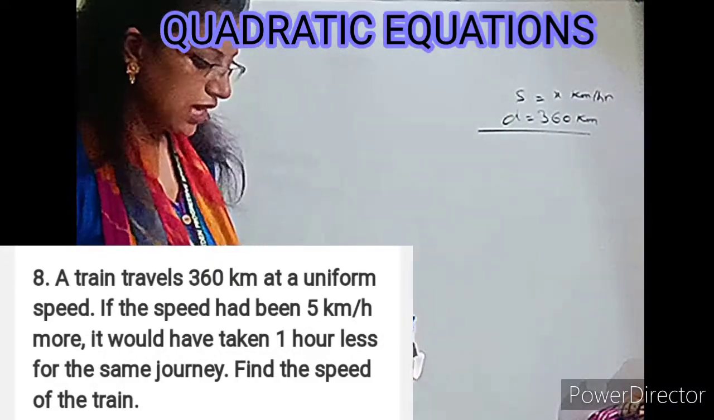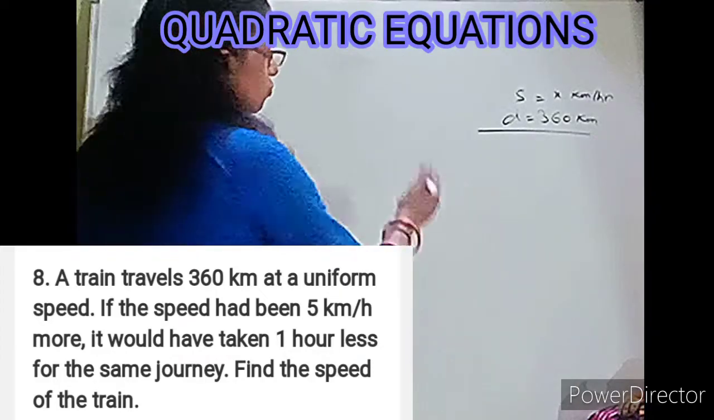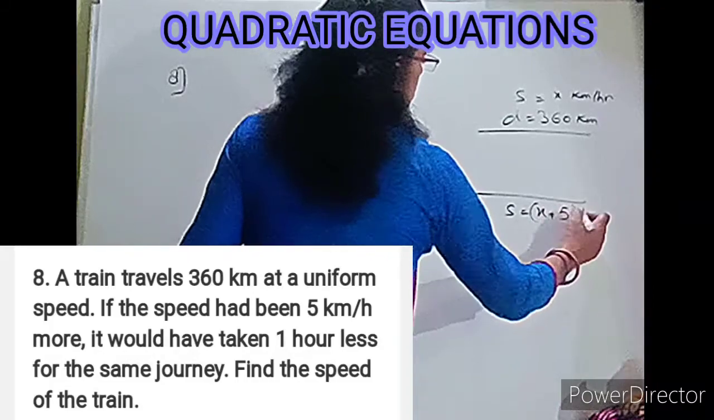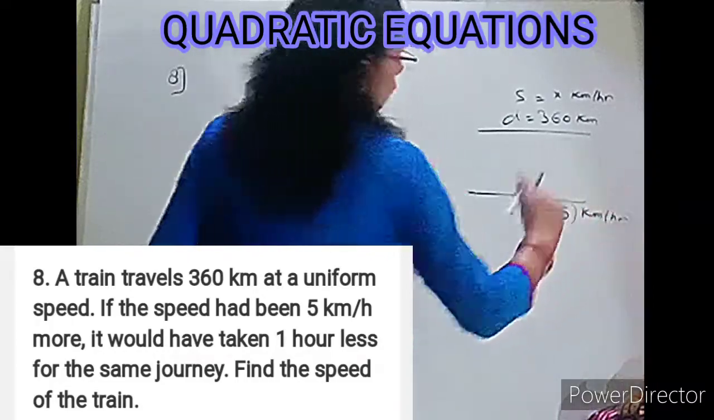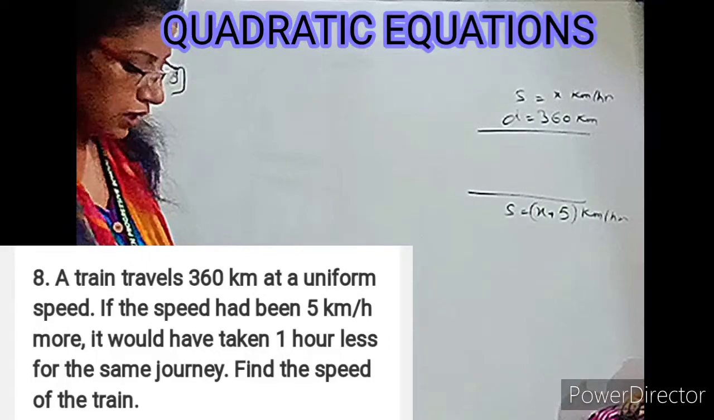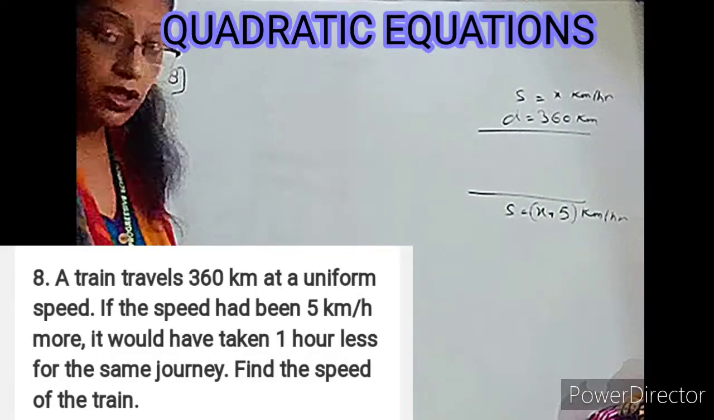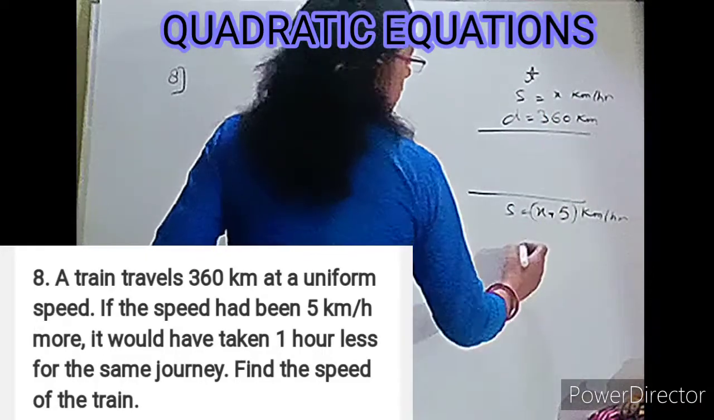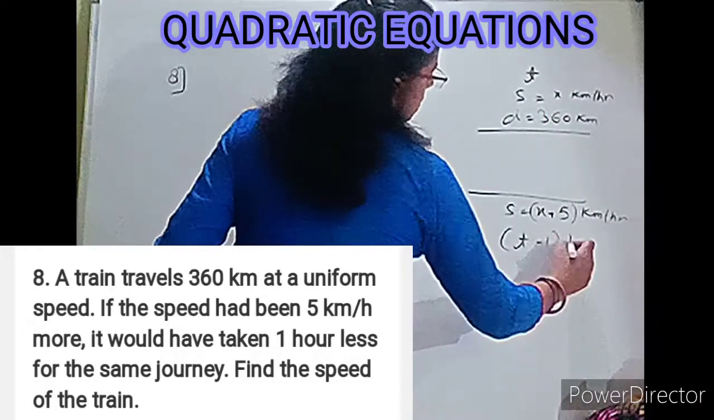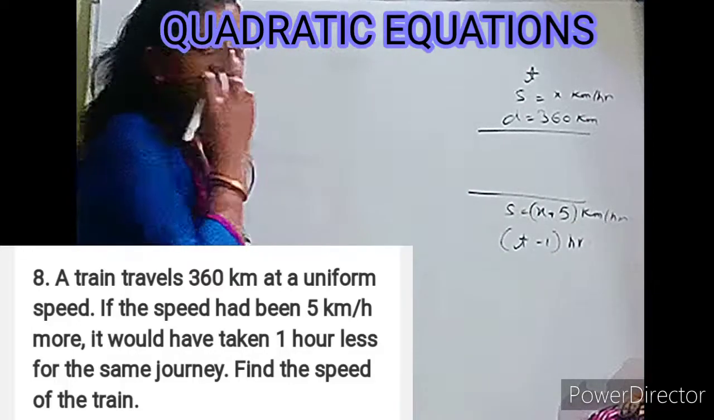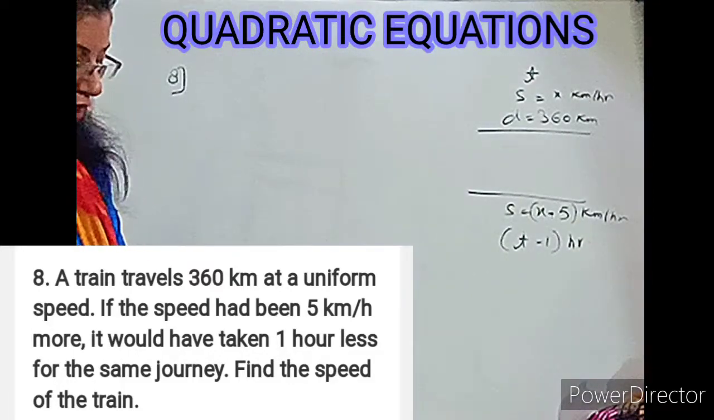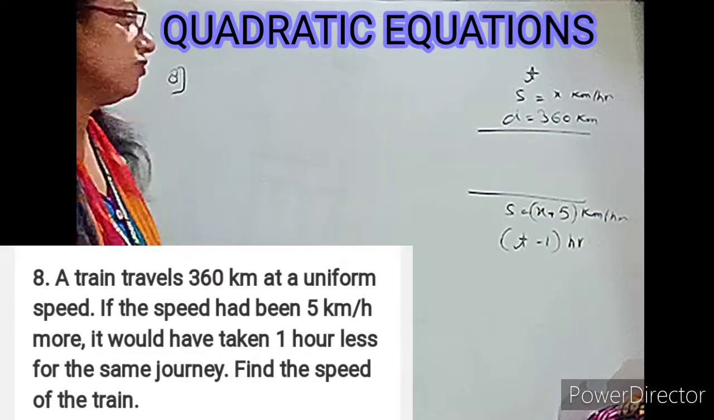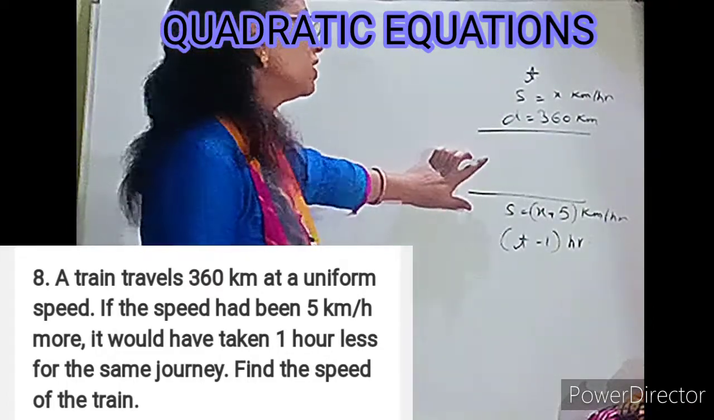If the speed had been 5 kilometres more, if at another time the speed is 5 kilometres more, the speed increases by 5 kilometres. Okay, so what they are saying is, it would have taken 1 hour less. So if the time here is t hours the train covers, then here it will take 1 hour less, t minus 1 hour. Okay, so now what they are saying: find the speed of the train. So you have to find the speed of the train. So two conditions are given to you.